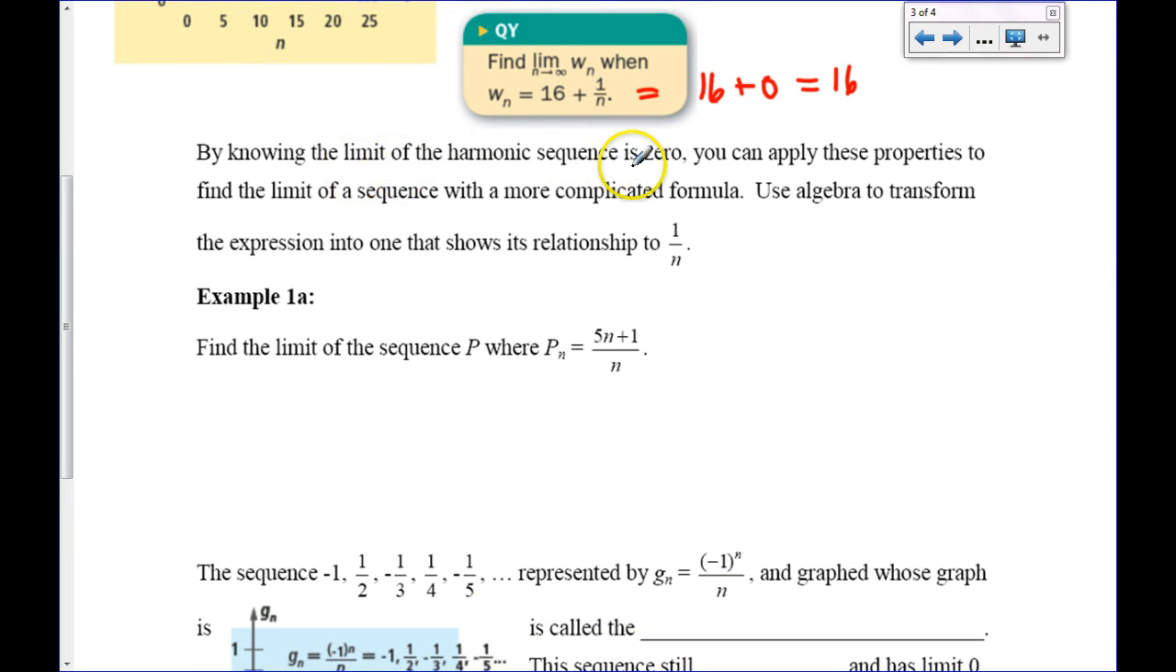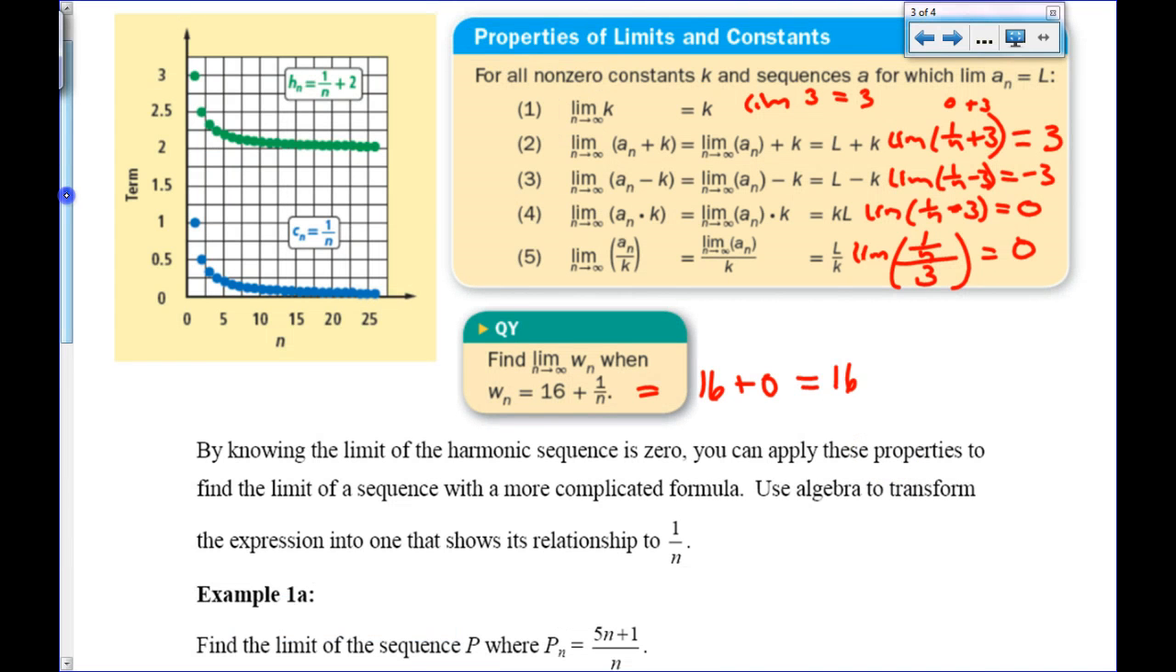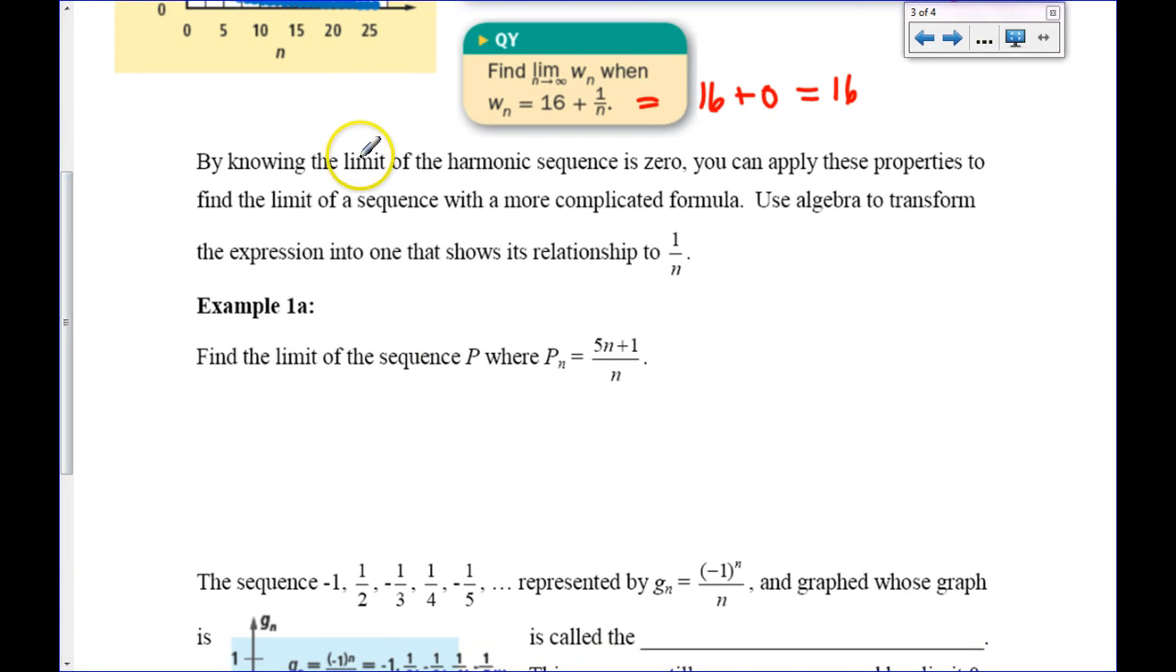By knowing the limit of a harmonic sequence is 0, you can apply these properties to find the limits of sequences with a more complicated formula. You can use algebra to transform the expression into one that shows the relationship of 1 over n. So for instance, look at this one right here. Okay, I can rewrite that as this.